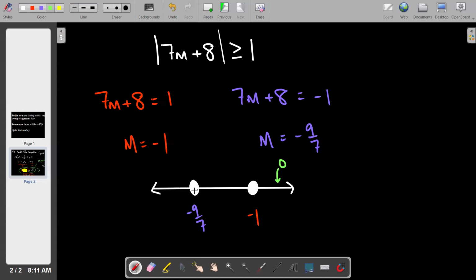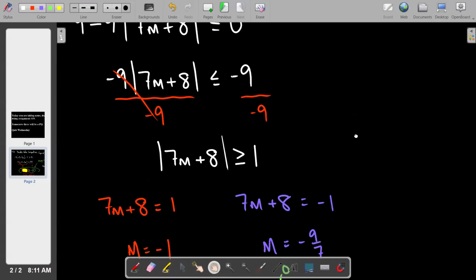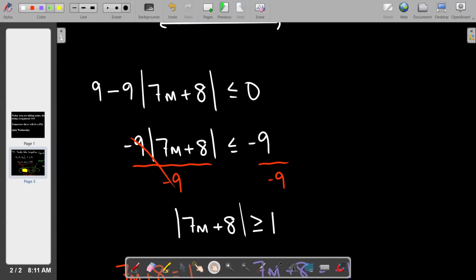So let's test 0. Let's go back up to the very beginning of the problem, way up here before we laid hands on it, before we had a chance to mess up. Let's go all the way back to the beginning and put in 0. What is 7 times 0? 0. What is 0 plus 8? 8. What is -9 times 8? -72. And what's 9 minus 72?